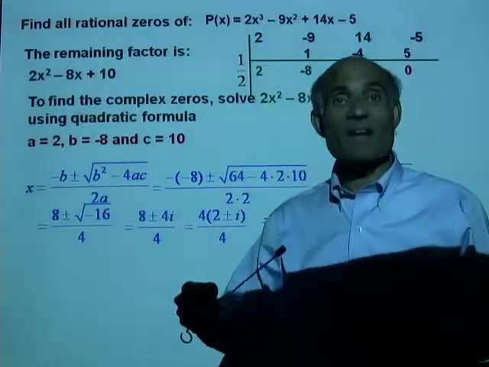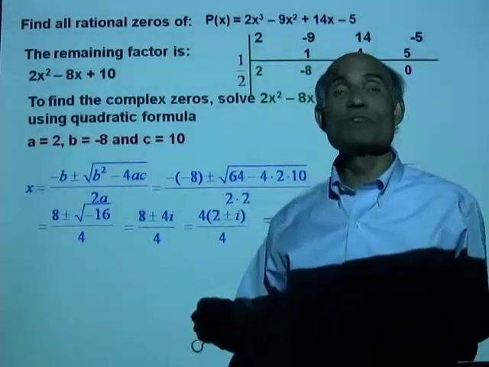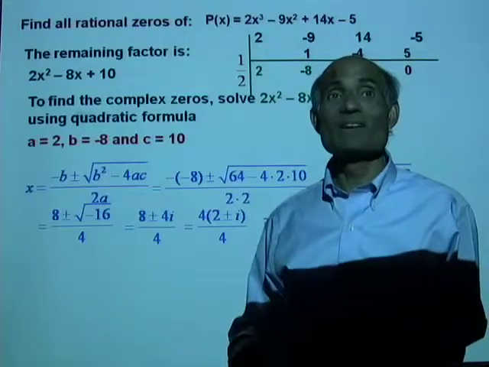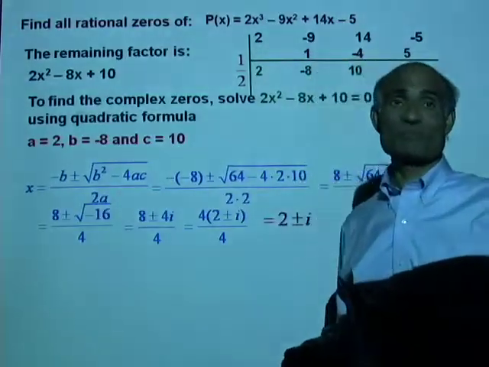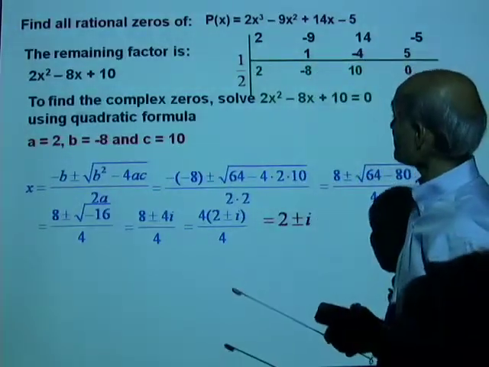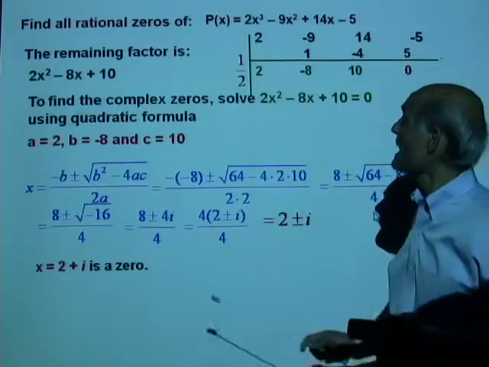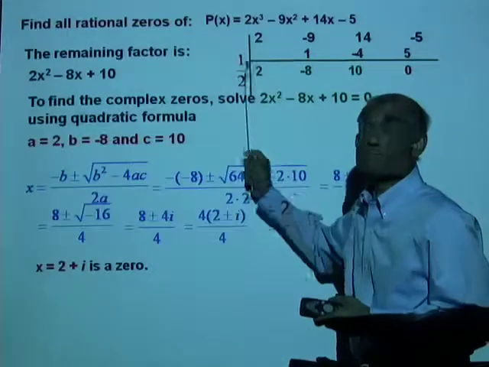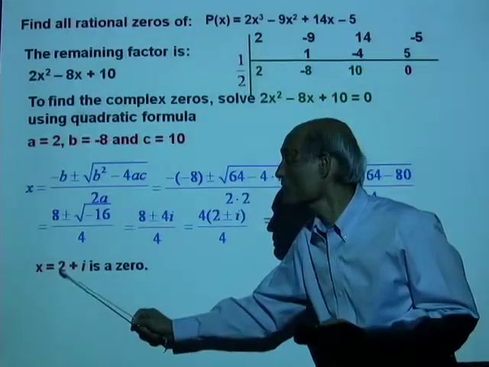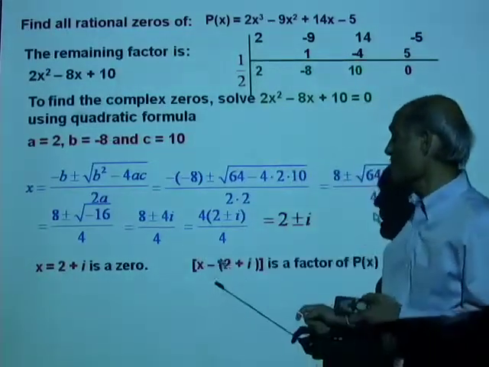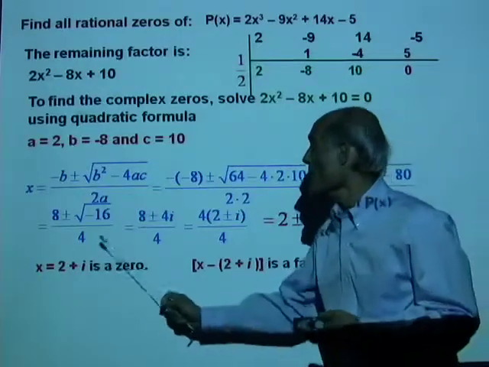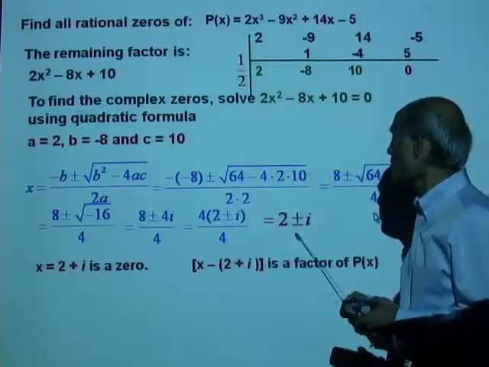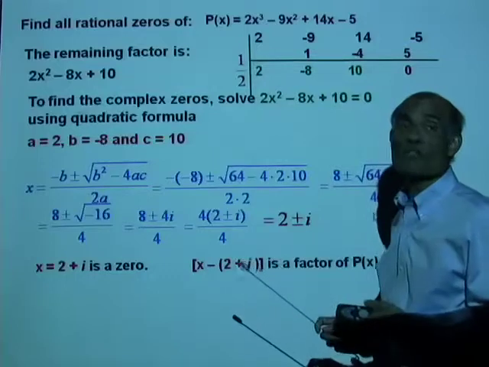2 plus i is a complex zero. 2 minus i is a complex zero. Alright. So what are the zeros we have now? We have a rational zero, x equal to 1/2. We have a complex zero, x equal to 2 plus i. And another complex zero, 2 minus i.